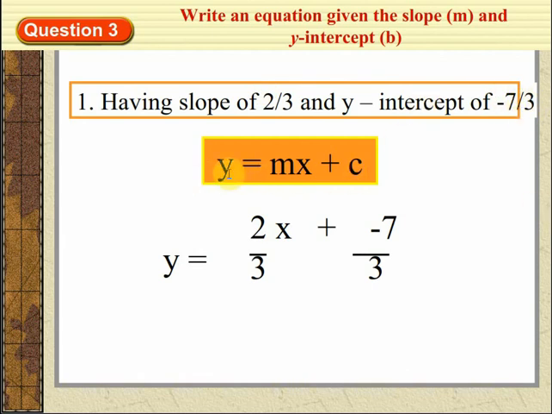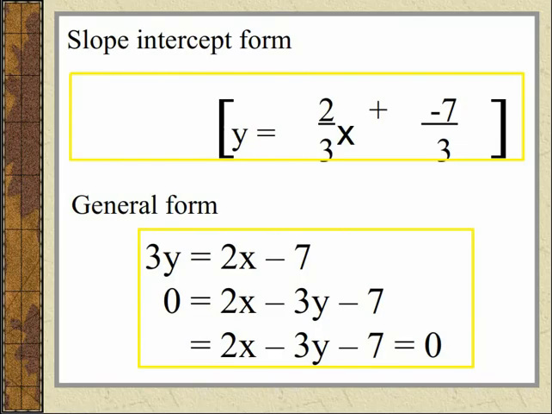We just write y equals mx plus c. We put the values of m and c in the equation, and we can calculate this. So when we take the LCM, the 3 moves to this side, so it becomes 3y equals 2x minus 7. So it is simple. If the values of m and c are given, you can easily calculate the equation of a straight line. It becomes 2x minus 3y minus 7 equals 0.